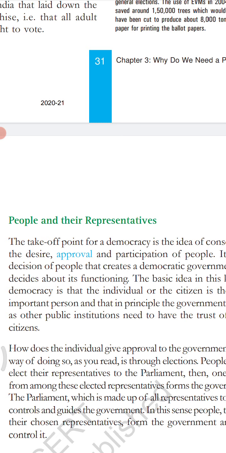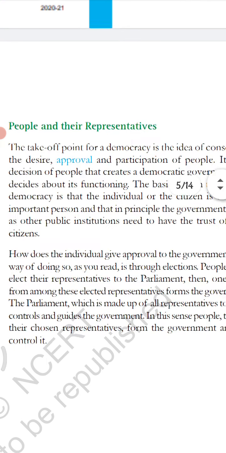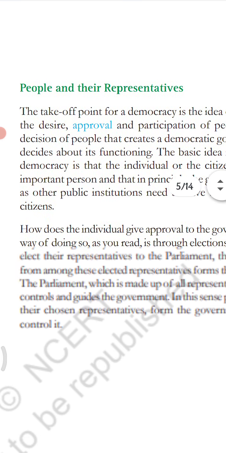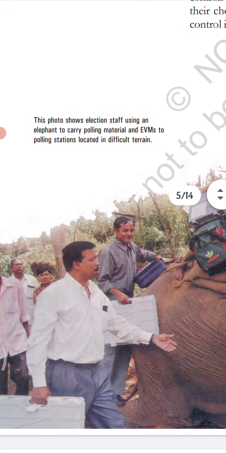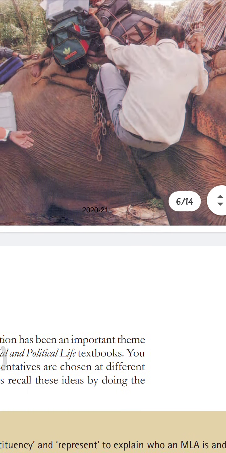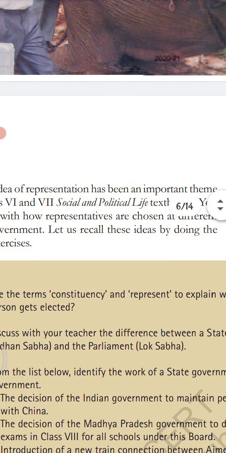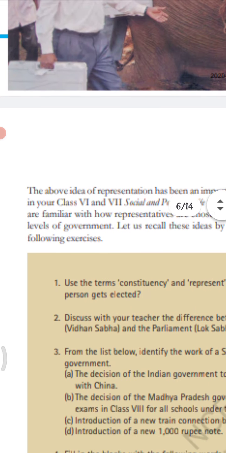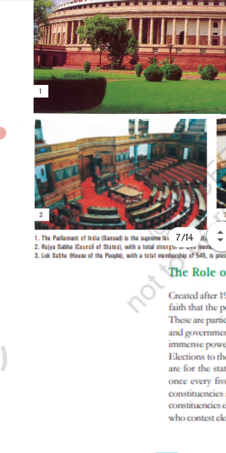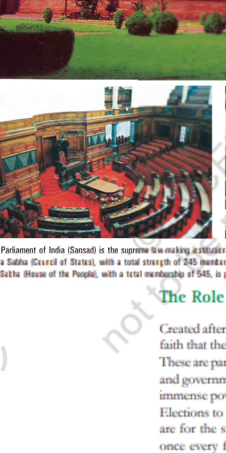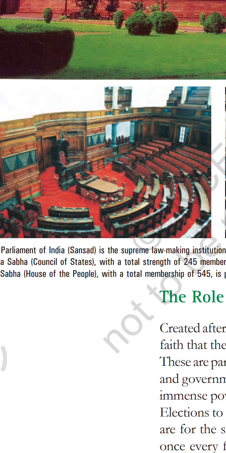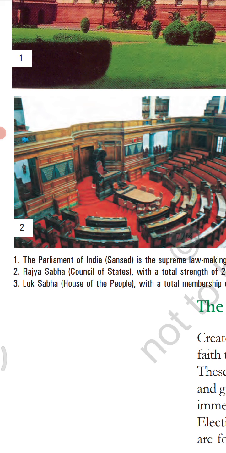Okay, so next, these are the people carrying EVM, shown here. So let us move further. See, this is our parliament. Parliament consists of Rajya Sabha, Lok Sabha, and the President.